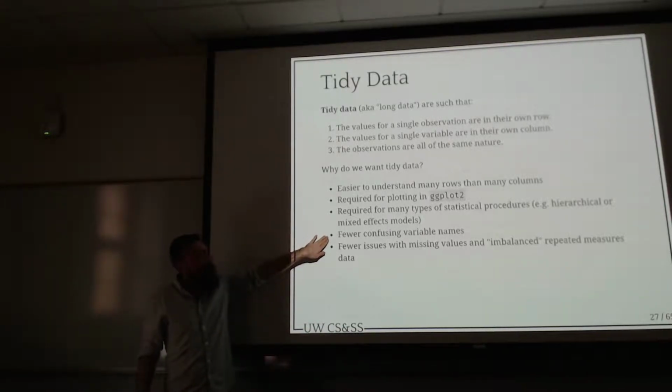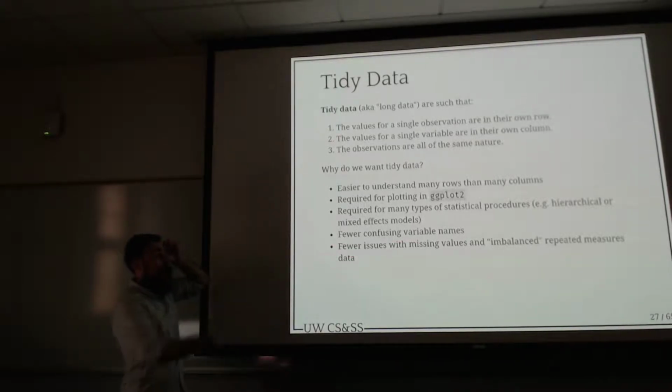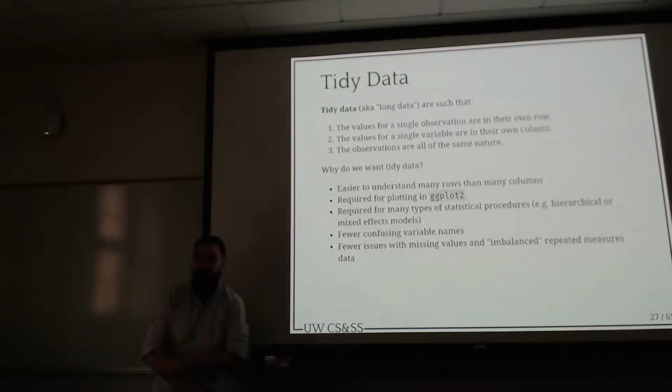Another thing about long data is you have very few columns, so you have fewer confusing variable names. We do not have week 1 through week 76, we just have a week column. The numbers in it will tell you what week it is. Okay? There are also fewer issues with missing values and imbalanced repeated measures data.